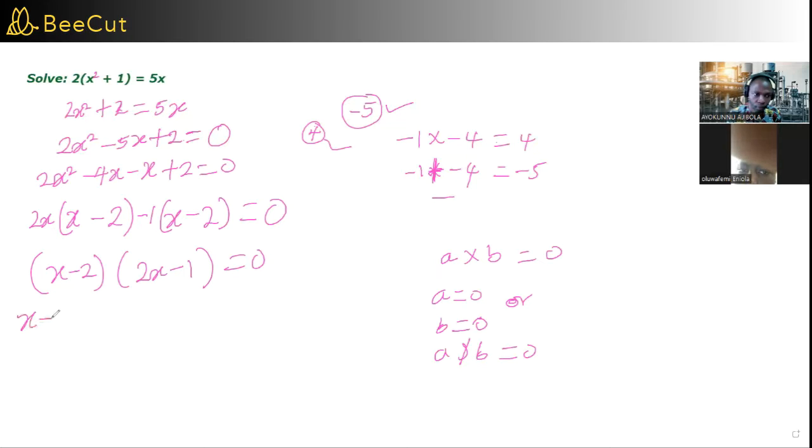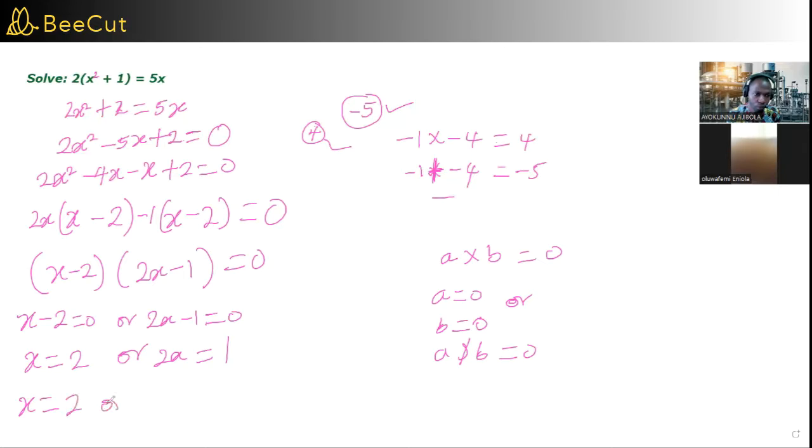That means x minus 2 equals 0 or 2x minus 1 equals 0. Is that taken? Yes, sir. So if this is 0, then x equals 2, or 2x equals 1. If you take negative 2 outside, it becomes positive 2. So you now say x equals 2, or x equals 1 over 2.